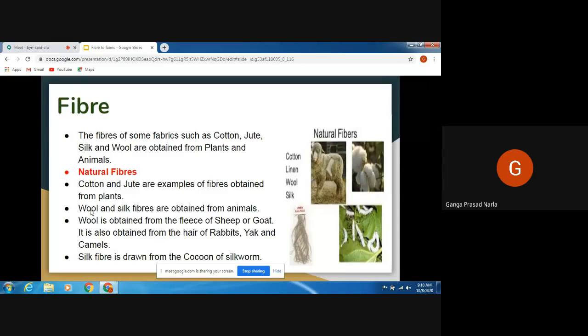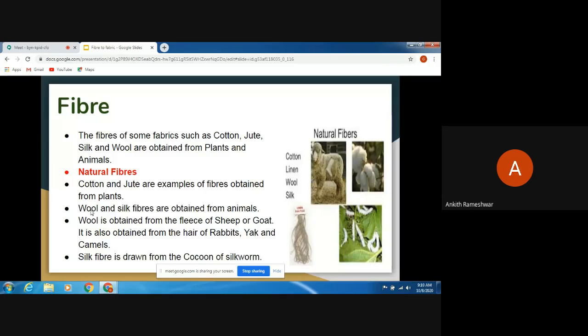So wool and silk are natural fiber or synthetic fiber? Natural fiber. The right answer is natural fiber, because we already discussed, right? The fibers which are obtained from plants and animals, those fibers are called natural fibers.